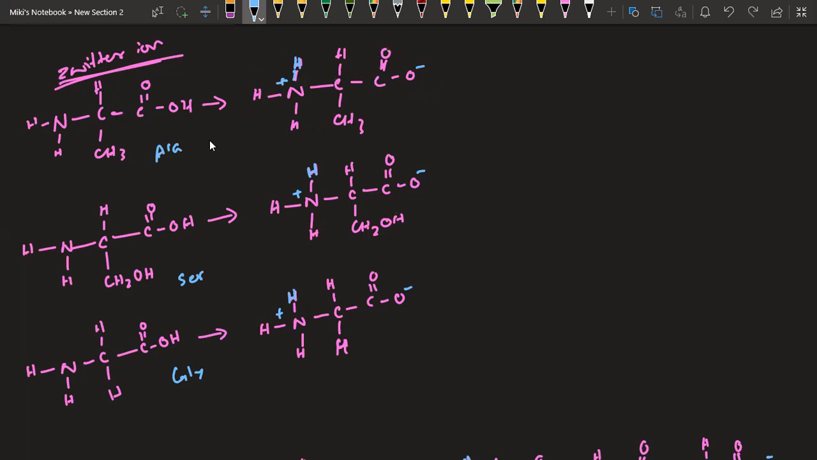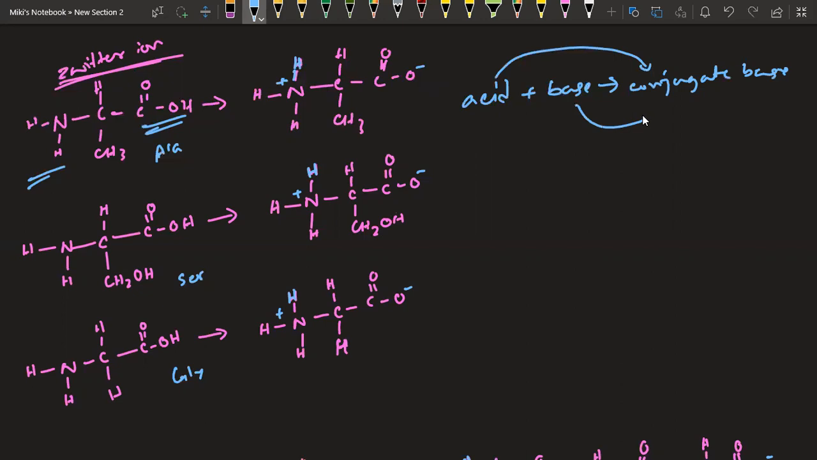Now let's say this was acting as an acid, and this was acting as what? Base. Now remember from our titration chapter and ionic equilibrium, like we learned what? If an acid and a base react, what do they form? The acid, when it reacts, the corresponding molecule it forms is a conjugate base. And the base forms what? A conjugate acid.